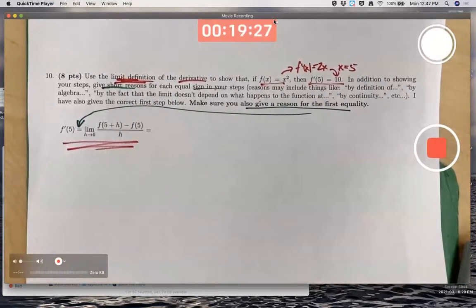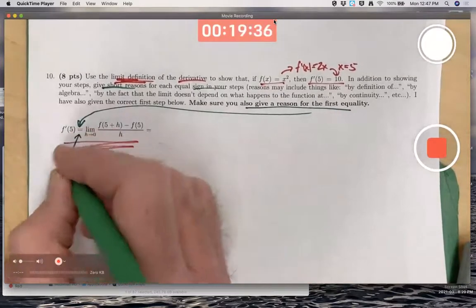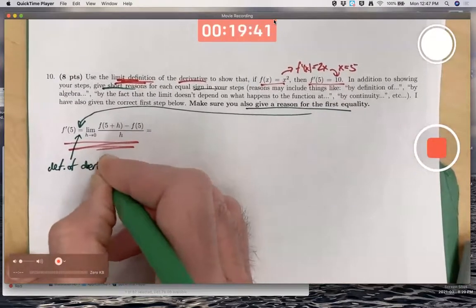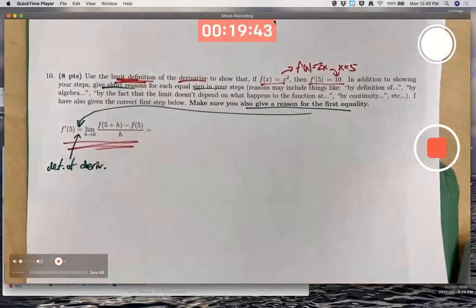If you had to give a reason for that first one, what would you say? Close. Definition of the derivative. But it does, of course, involve a limit. The definition of a limit is that thing in the book that I kind of ignored, involving the epsilon and the delta. We did talk about it some, but we didn't talk about it as much as we could have. That's the definition of a limit, but that's not what we're after here.